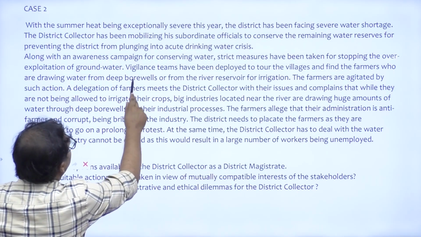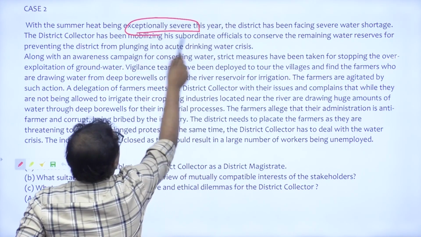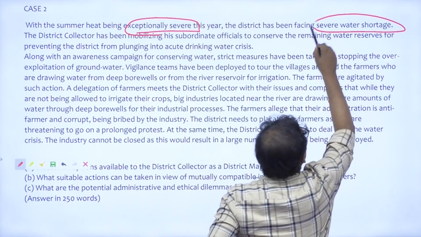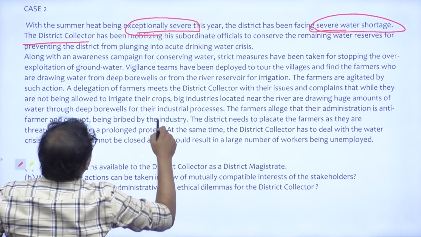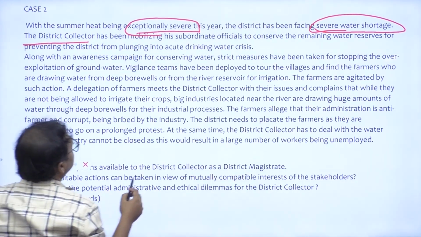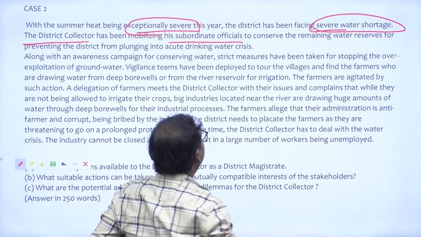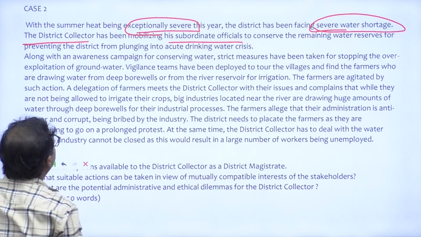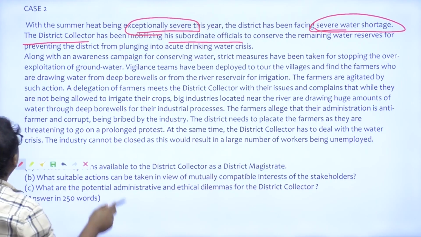है? With the summer heat being exceptionally severe, एक issue है. The district has been facing severe water crisis, water shortage. Again, issue. The district collector, this is your stakeholder, has been mobilizing subordinate officials. This is your, again, stakeholder to conserve the remaining water reserves for preventing the district from plunging into acute drinking water crisis. Okay?